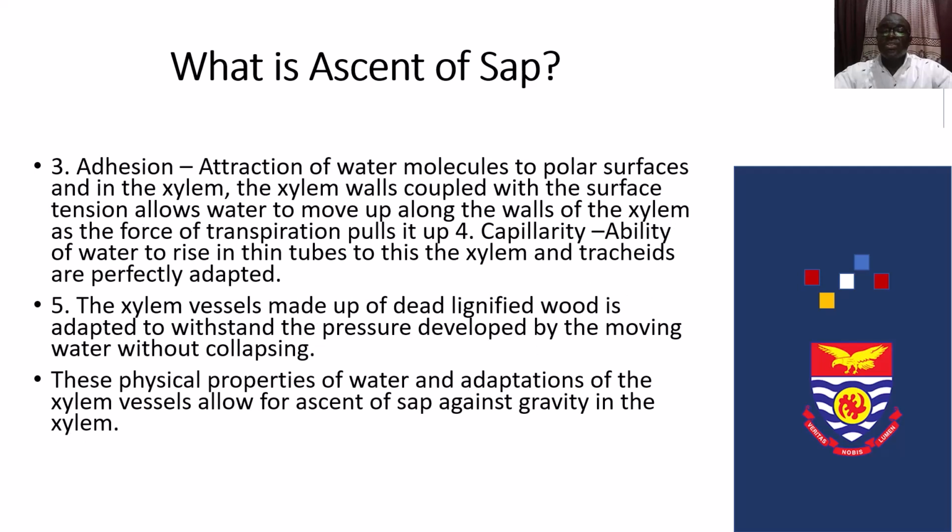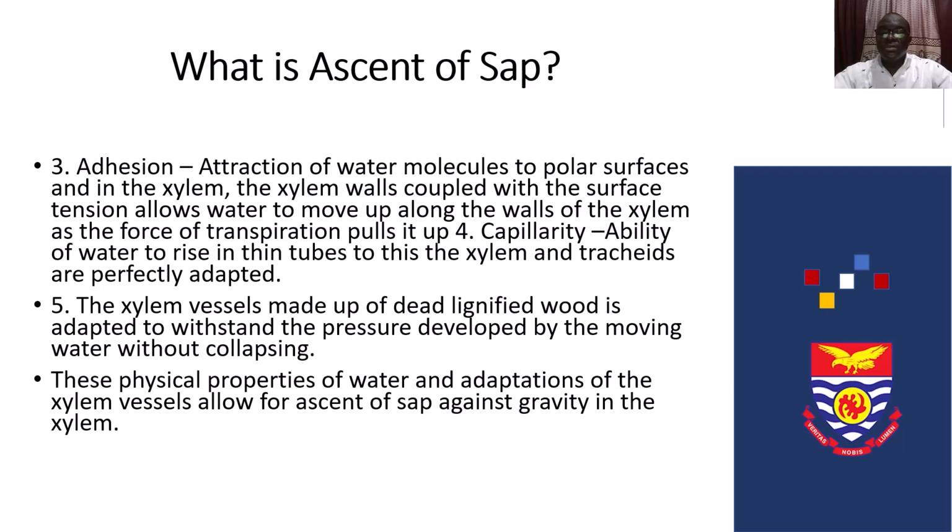Adhesion: attraction of water molecules to polar surfaces in the xylem walls, coupled with the surface tension, allows water to move up along the walls of the xylem as the force of transpiration pulls it up. Then capillarity: the ability of water to rise in thin tubes. To this, the xylem and tracheids are perfectly adapted.